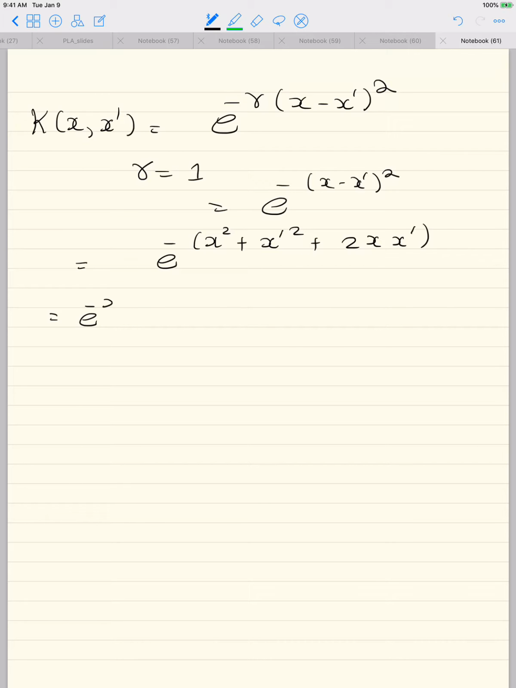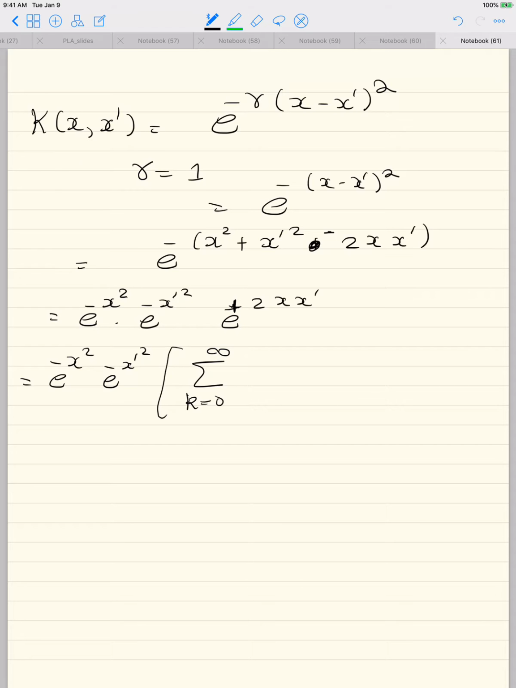So I can write this as e to the minus x squared, e to the minus x prime squared, e to the minus 2x x prime. So if I write it further, then this exponential, or actually this is a minus here, so this becomes a plus. If we do the Taylor series expansion, this is the sum of 2 to the k, x to the k, x prime to the k over k factorial.